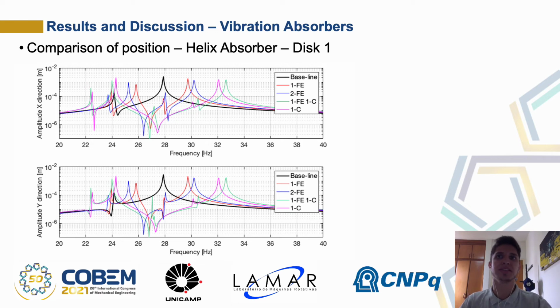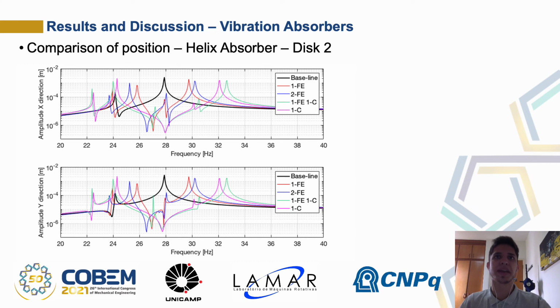In this graph, we can see the amplitude vibration on disk 1 for different placements of the absorber on the rotor, where 1 Fe represents single absorber at free end, 2 Fe represents dual absorber at free end, 1 Fe, 1 C represents one absorber at free end and one absorber centralized between the disks, and 1 C represents one absorber centralized between the disks. It is possible to see that cases with two absorbers have more impact on the system than cases with one absorber. This can be explained by the fact of having more mass available to vibrate and concentrate energy.